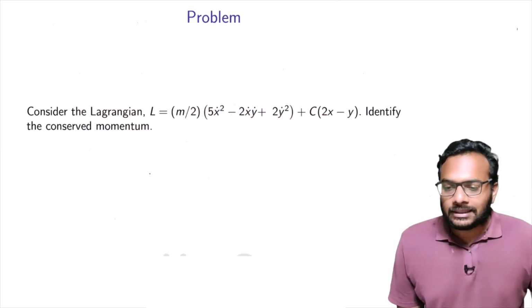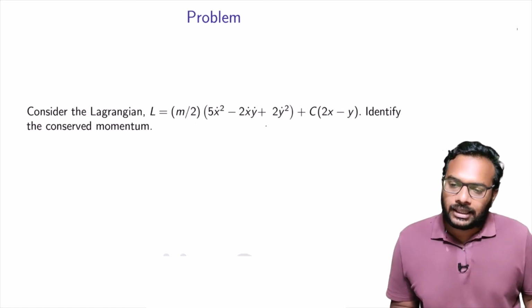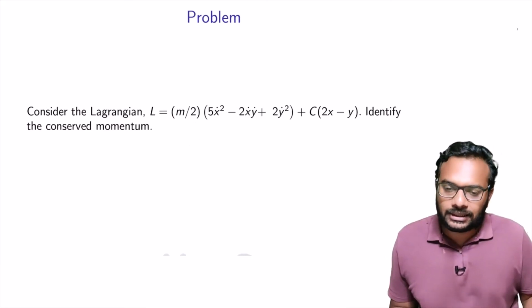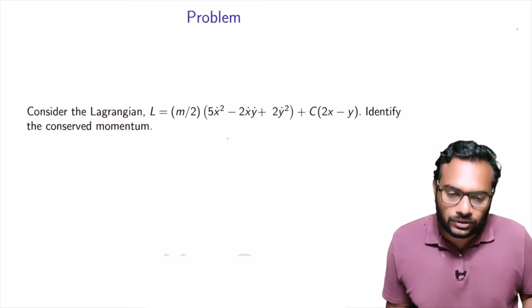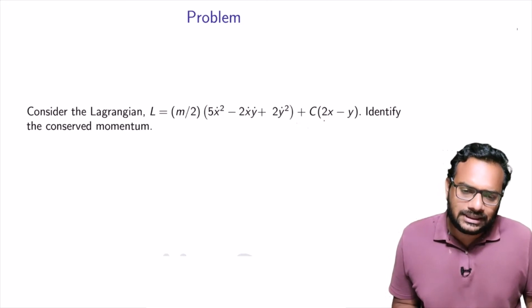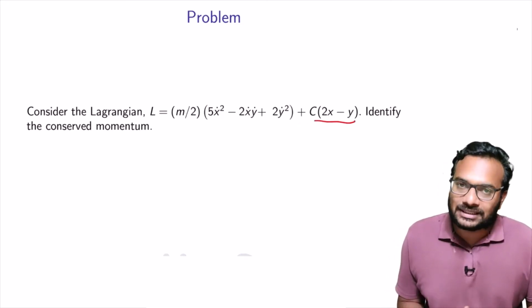All right, let's discuss another problem here. We have got a Lagrangian. The Lagrangian is given like this, and we are supposed to identify the conserved momentum. We'll use Noether's theorem, as we discussed so far. So what do we have here? In the previous problem we had cyclic coordinates. The symmetries were obvious just by looking at the Lagrangian.